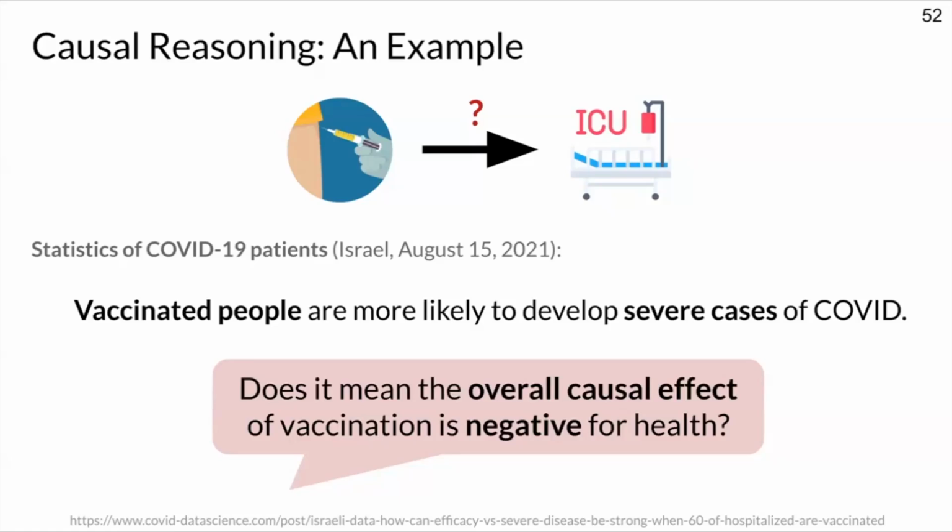So if we look at the statistics of Israel in August 2021 on patients of COVID-19, we actually see that by that snapshot of data, vaccinated people are more likely to develop severe disease of COVID by correlation. And then does it mean that the overall causal effect of vaccination is negative for health?